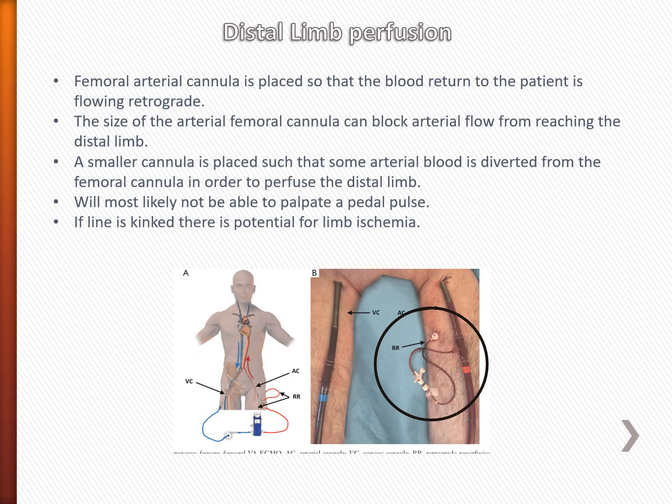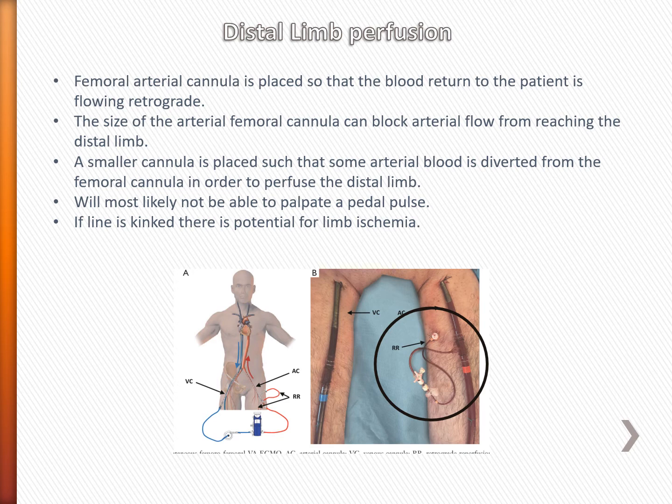Distal limb perfusion is used in VA ECMO patients who are femorally cannulated. The femoral arterial cannula is placed so that the blood return of the patient is flowing retrograde, or opposite to natural flow. So it's going up the aorta instead of from the heart and down the aorta. The size of the arterial femoral cannula can block the arterial flow from reaching the distal limb. So a smaller cannula is placed such that some of the arterial blood is diverted from the femoral cannula in order to perfuse the distal limb.